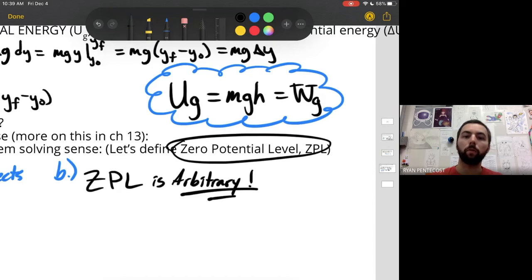Now, we will go over more of this in our next video, where we can talk about what is the ideal spot to put your ZPL, and is it really arbitrary? Does the math actually work out no matter where you put it?